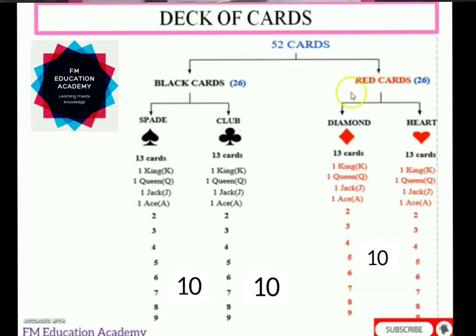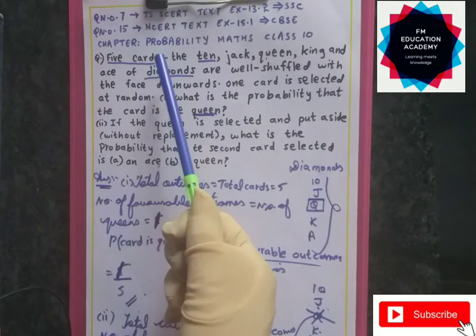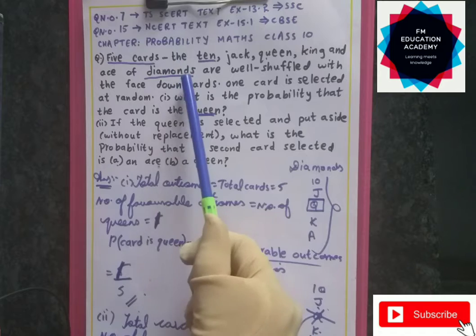So each group consists of 13 cards, and in those 13 cards, each group compulsorily has king, queen, jack, ace, and then 9 cards from 2 to 10. That is 2, 3, 4, 5, 6, 7, 8, 9, 10 also. So that is the knowledge of cards.